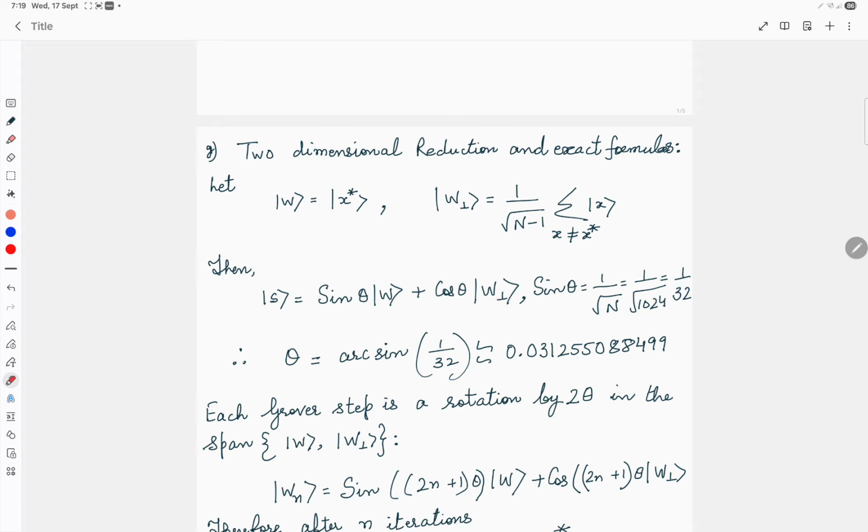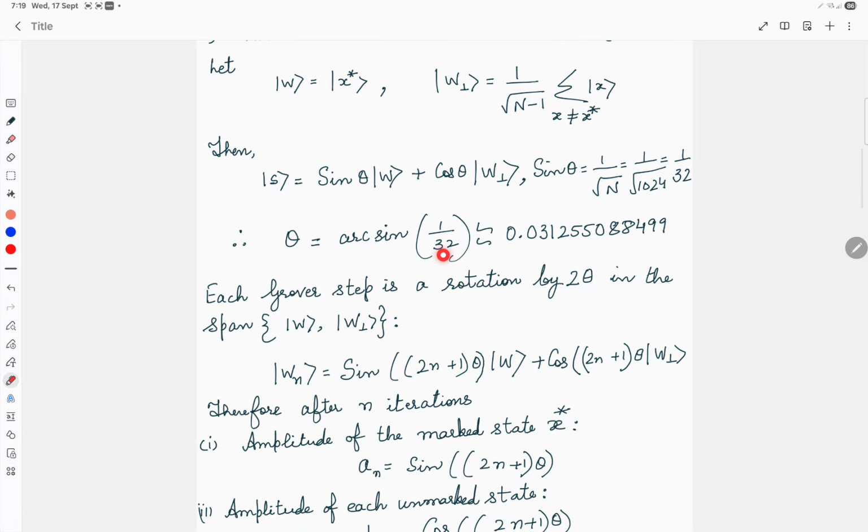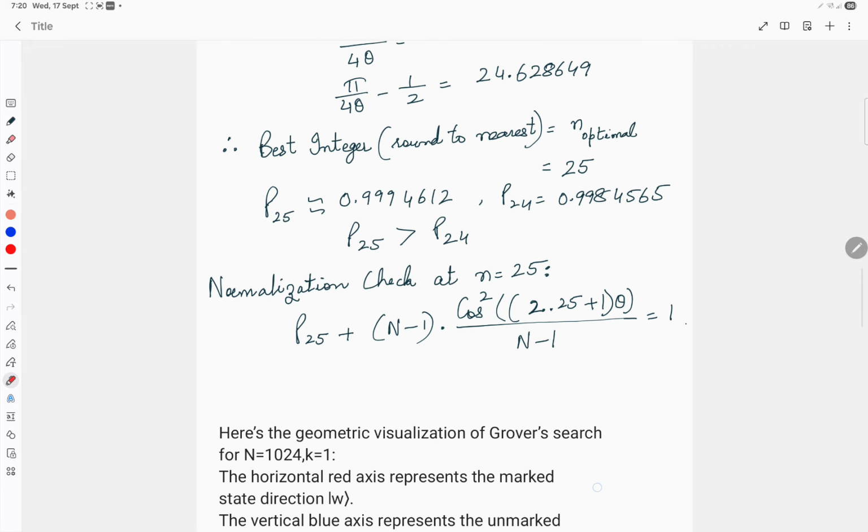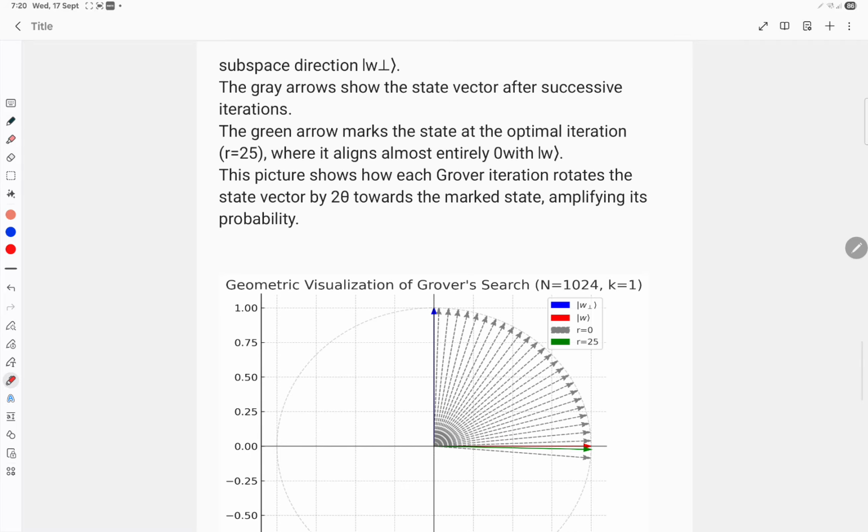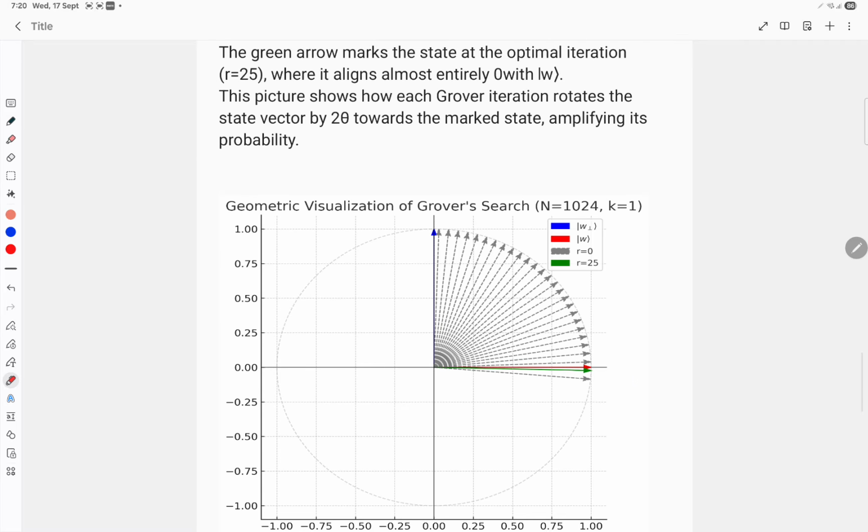We have already derived in one of my videos on Grover search algorithm that sine theta is equal to 1 over square root of N, which is equal to 1 over 32, and we can find theta from here, which is the sine inverse of 1 over 32, and it will come out to be 0.031250. Now each Grover step is a rotation by 2 theta in the span. If you write a program and try to plot the overall problem, then you will see that the two axes are ket w and ket w perpendicular.